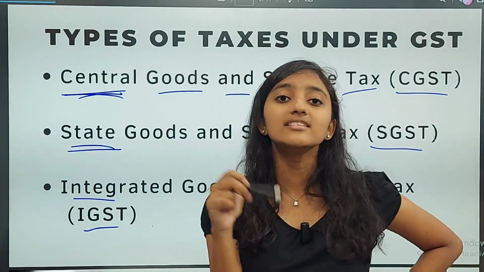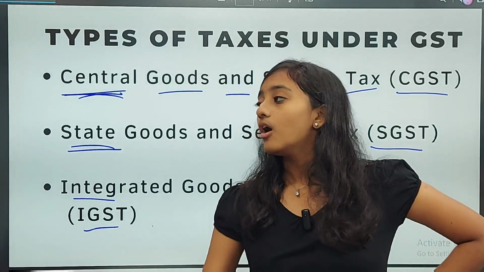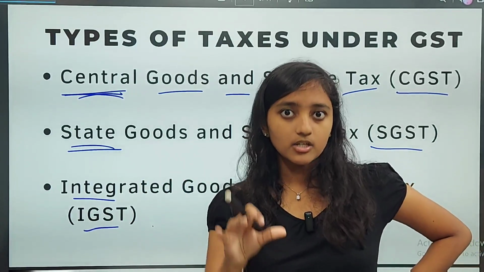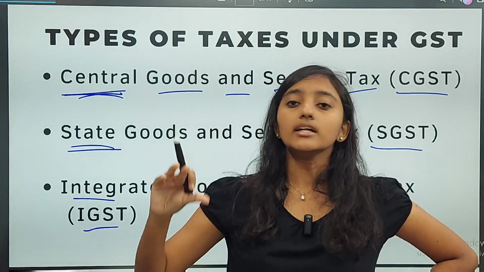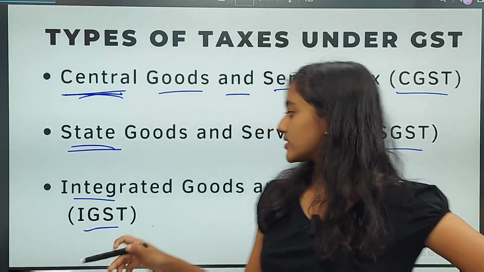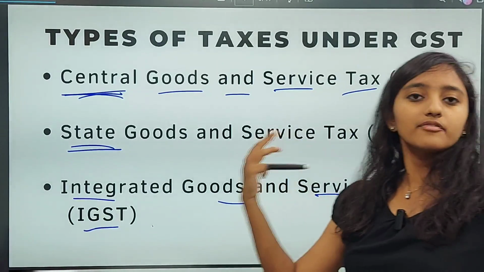So no money goes to any state government. In an interstate sale, whatever tax is collected goes only to the central government, right? That tax collected is known as integrated goods and service tax. Got it? So you have three types of tax.